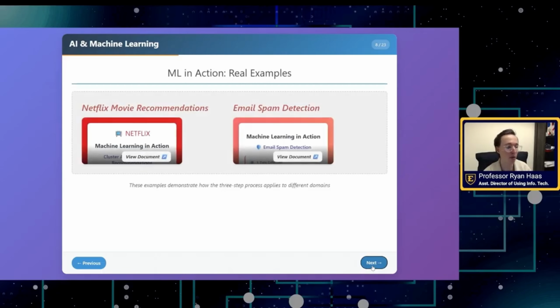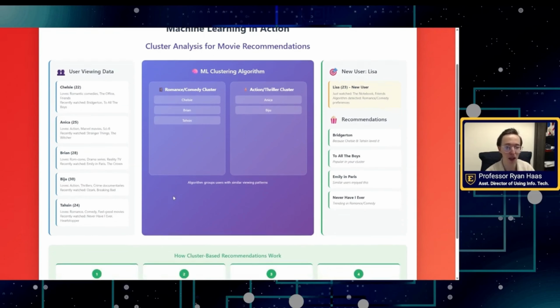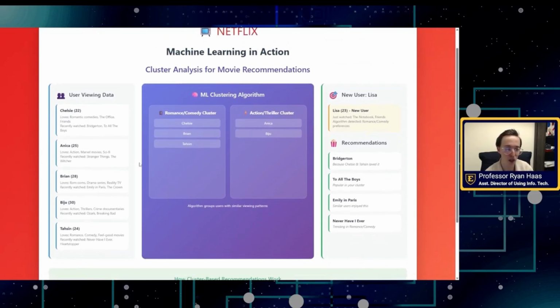So here are a couple of real examples of machine learning in action. First, let's talk about Netflix. Here are some users on the left column. They're using Netflix, they're watching things. It says Chelsea loves romantic comedies, The Office, Friends. Recently watched Bridgerton, To All the Boys, whatever that is. Then we have Anisha, loves action, Marvel movies, sci-fi. Brian, it says loves rom-coms, drama series, etc. Right? So we have these folks here.